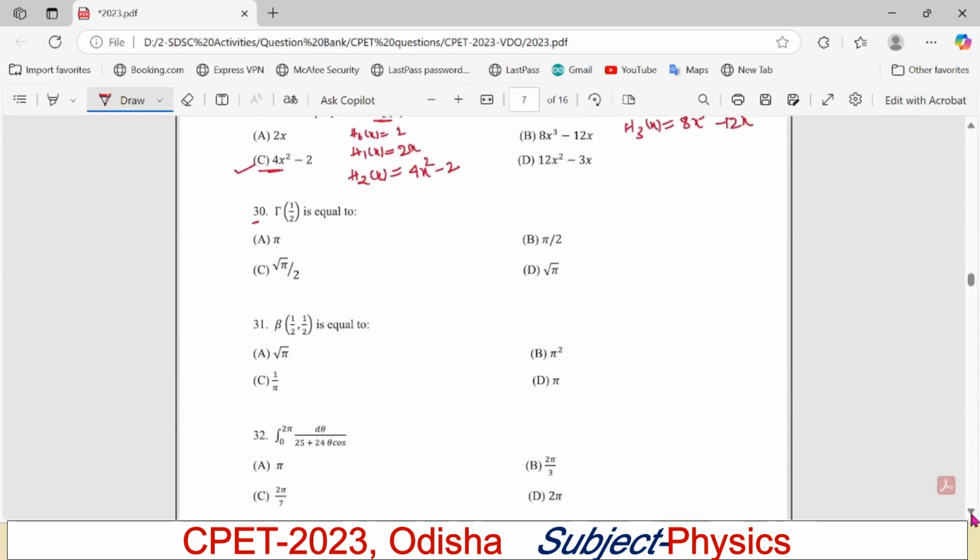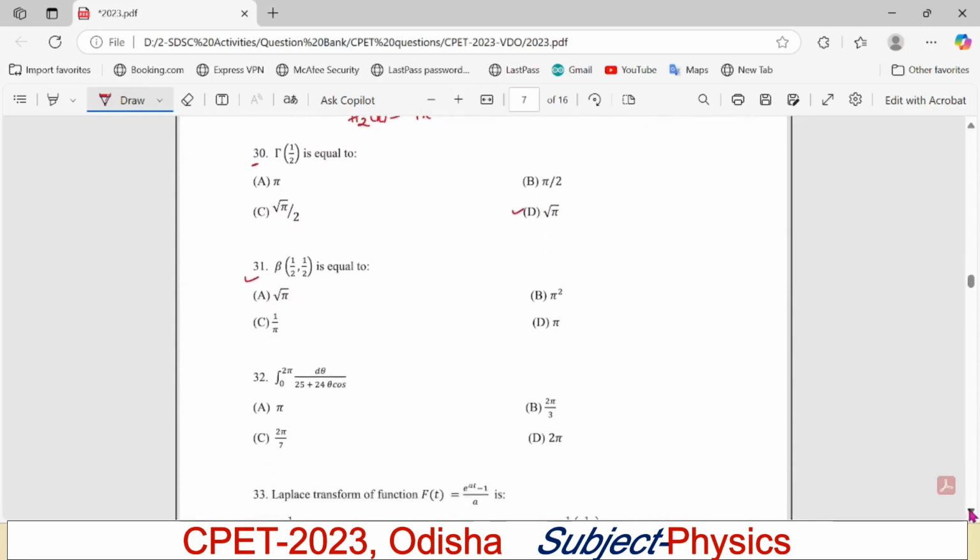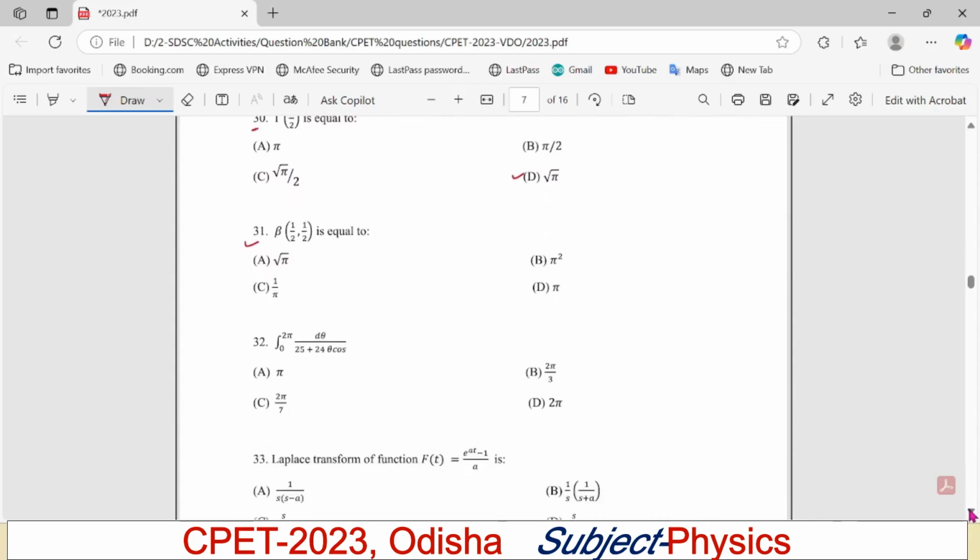Next question, question number 30, gamma half. We know that it is root pi, a direct and simple question. Next, beta 1 by 2 is equal to how much? Here we have to use this formula: beta mn is nothing but gamma m into gamma n by gamma m plus n, right?